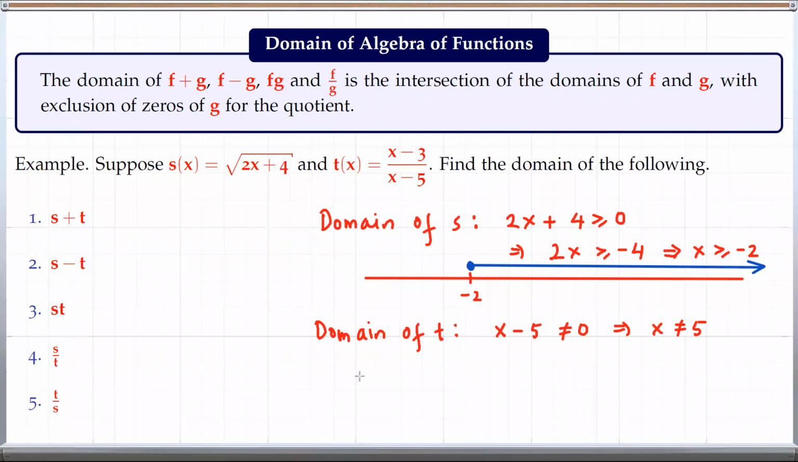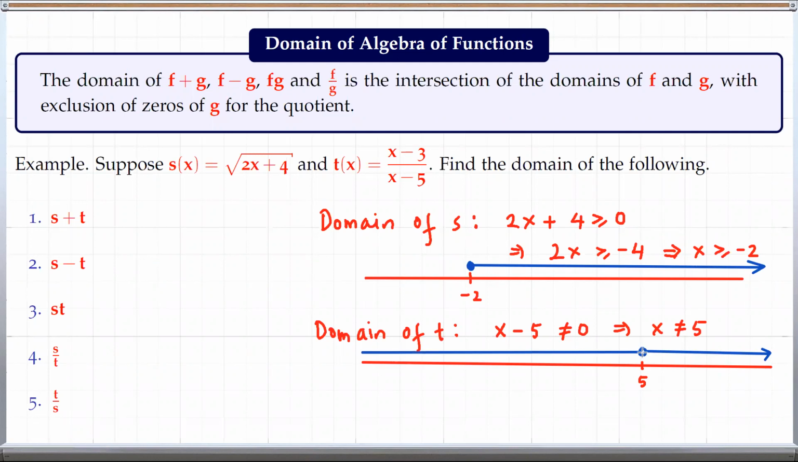So let's again put this on a number line. If I say 5 is somewhere here, we can have all real numbers to the left of 5, to the right of 5, but not 5. So we have a hole over here. And then we can include everything to the right of 5 and everything to the left of 5 except 5. So this number line represents the domain of t.